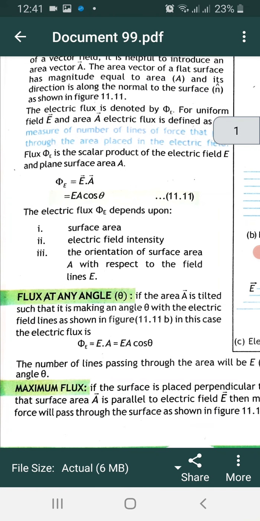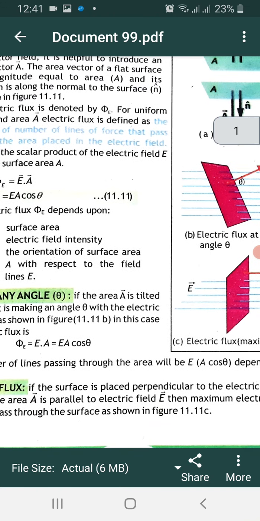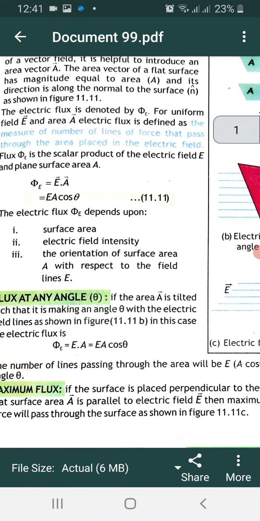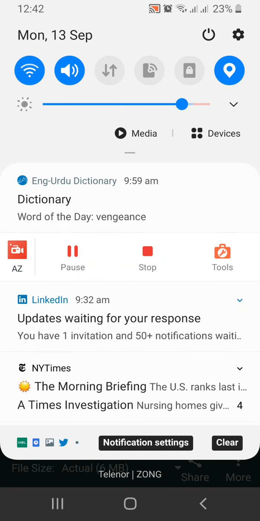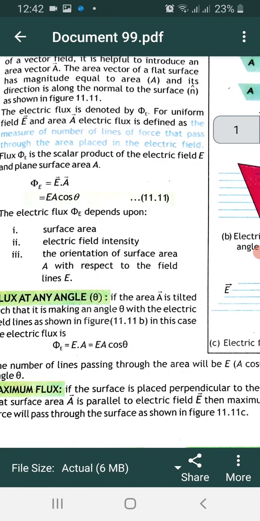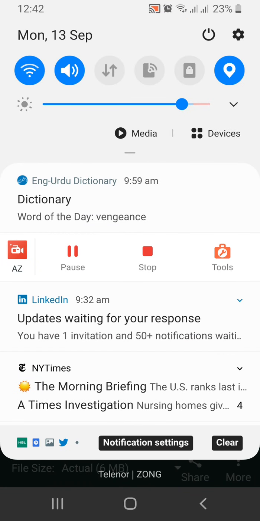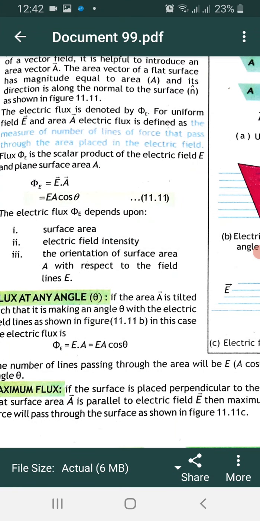Okay. So let me check whether our reading is on or off. Okay, so I think so reading is on.